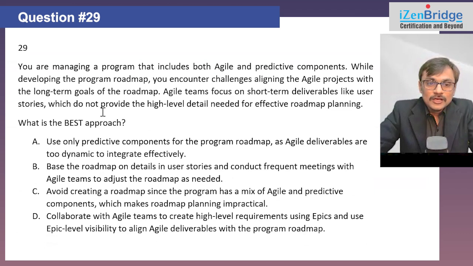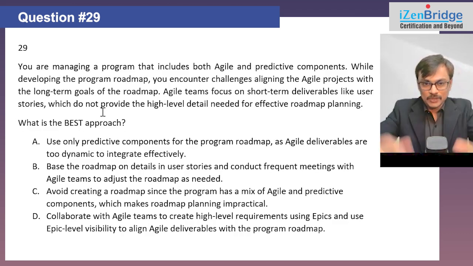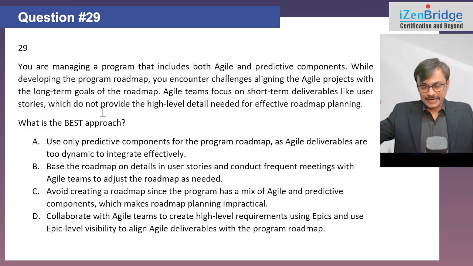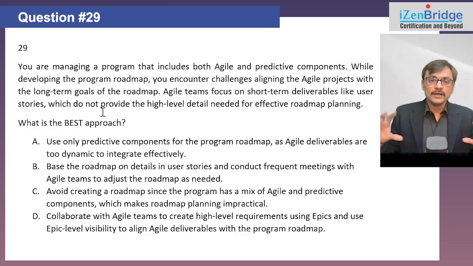Question number 29. You are managing a program that includes both agile and predictive components. While developing a program roadmap, you encounter challenges aligning the agile projects with the long-term goal of the roadmap. Agile team focuses on short-term deliverables like user stories, which do not provide high-level details needed for effective roadmap planning. Yeah, so what do you do? You need to prepare a roadmap, because at an overall program level, I want to have clarity. And as I said, since we plan the things at a high level, they should be sufficiently predictable at that level. So we are not necessarily going to a user story level. That's the idea. But that's the problem.